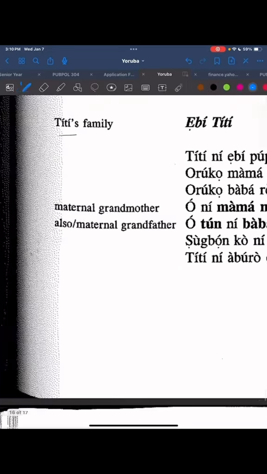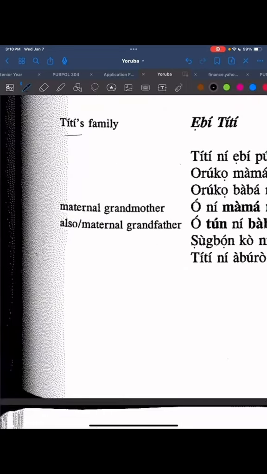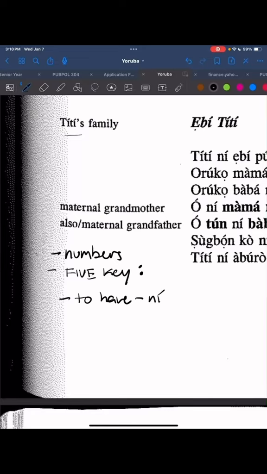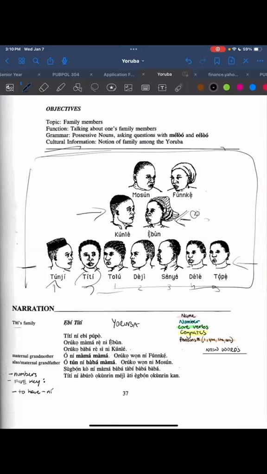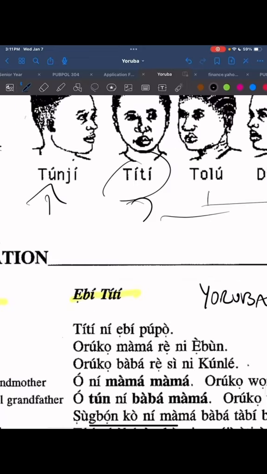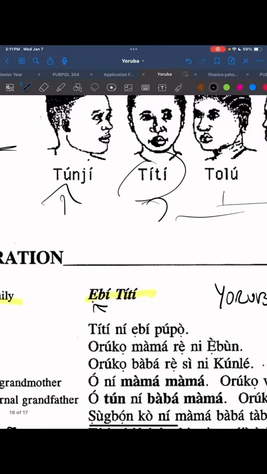If you recall, two of the main tips that I gave everyone were to learn numbers and learn 5 key verbs. But one of those 5 verbs was to learn to have. In Yoruba, that word is ni. You want to look at all of the context that is at your disposal. So we know that the word ebi, just from this translation that the book gives us to start, means family.